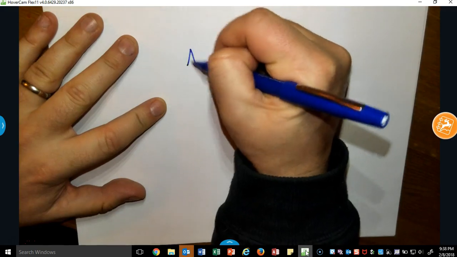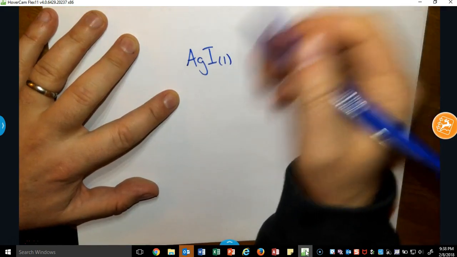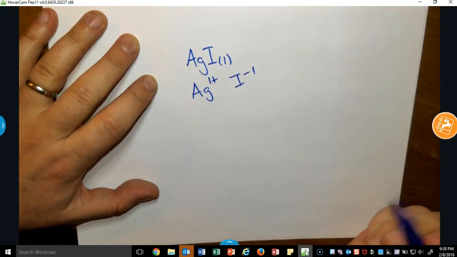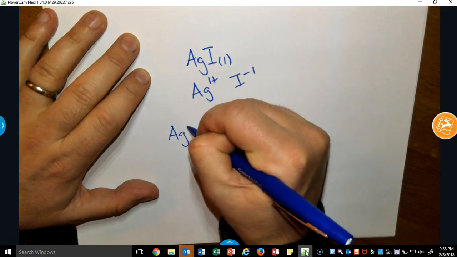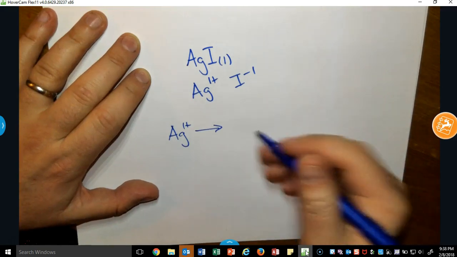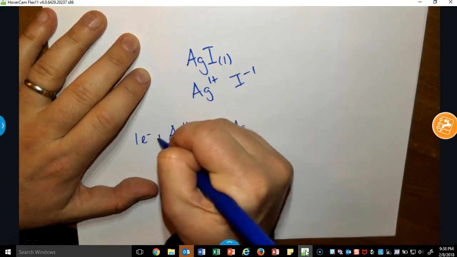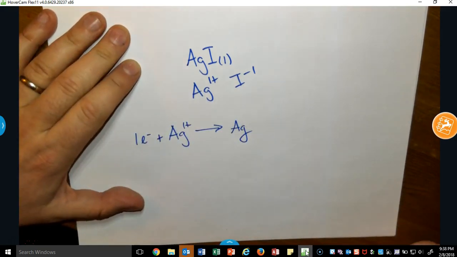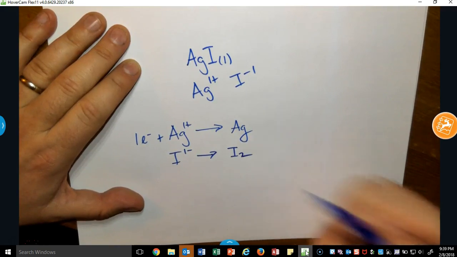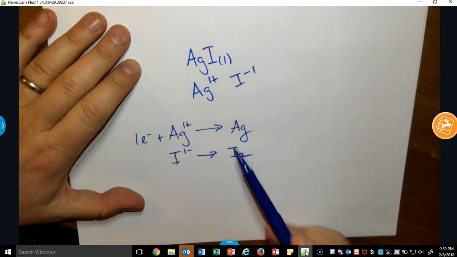Okay, so we have silver iodide. Once we melt it, it becomes liquid, right? And that means that we have silver ions and iodide ions. Now, we know that we're going to produce pure metals here, or pure elements, I should say. So that means silver ions will be reduced into silver. And to do that, we're going to have to add 1 mole of electrons per every mole of silver ions. And iodide ions are going to be oxidized into elemental iodine. Right? It's always going to be ion over to metal.